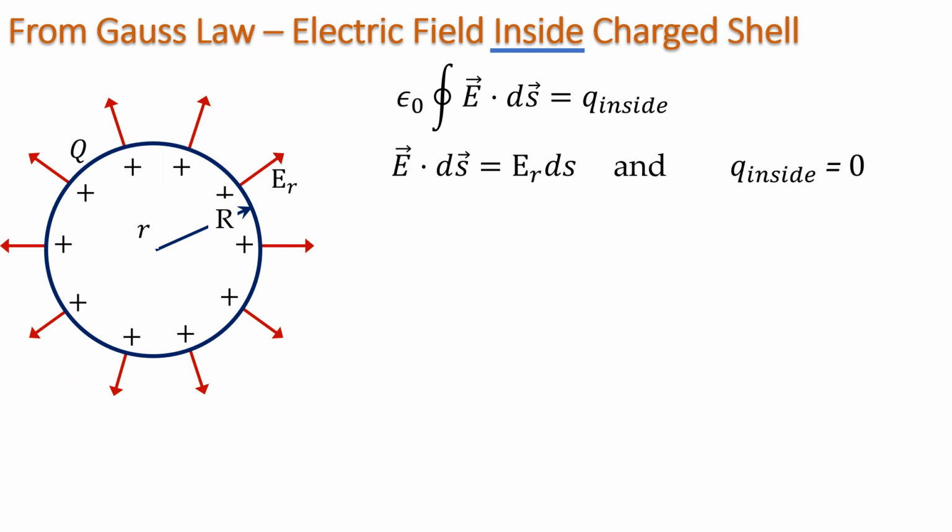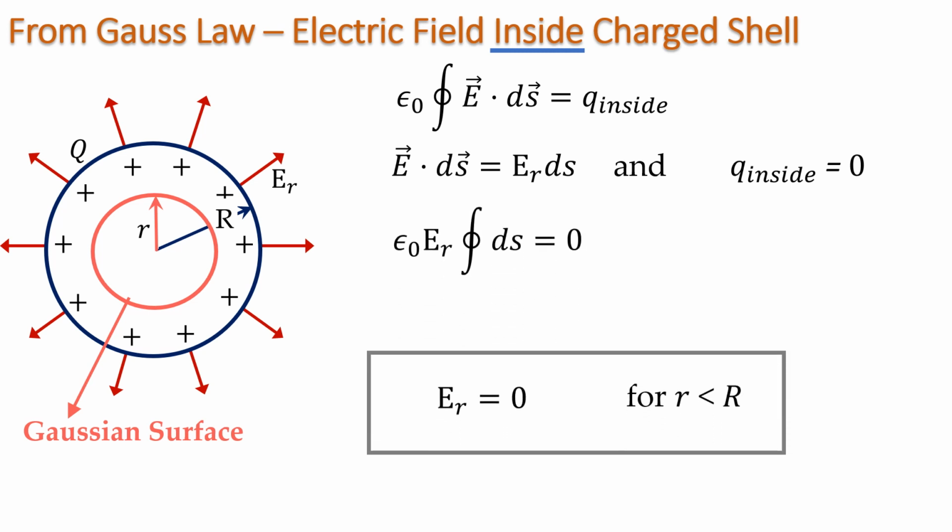To calculate the electric field inside the charged shell, we follow the same procedure, except the Gaussian surface has a radius smaller than the charged spherical shell. There is no charge inside this Gaussian surface, so the right-hand side is 0 and we get the electric field inside the charged spherical shell as 0. Let us now summarize in one slide.